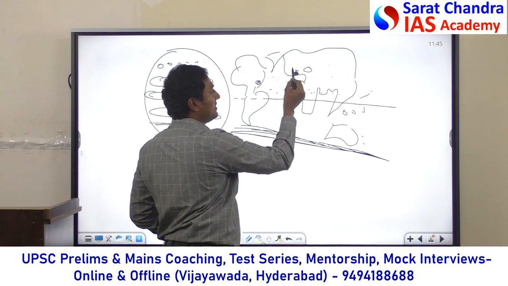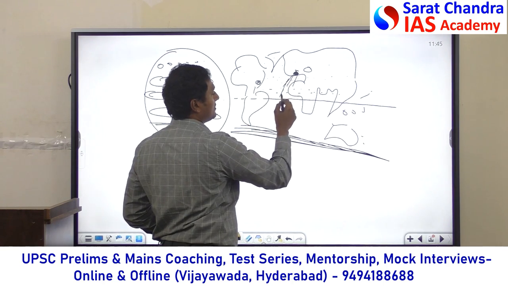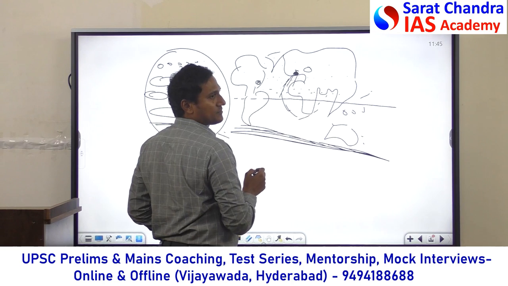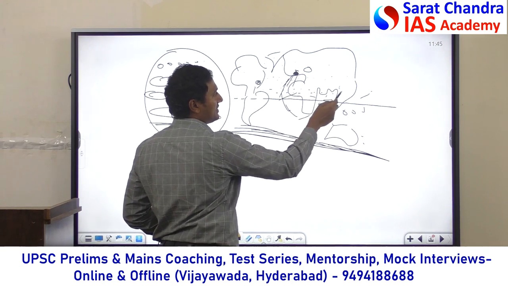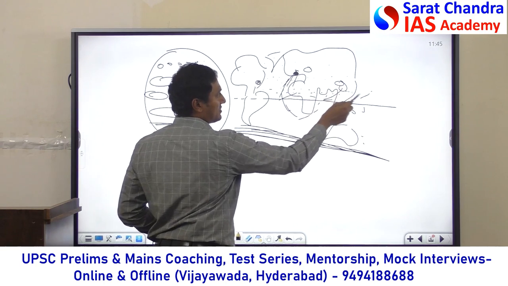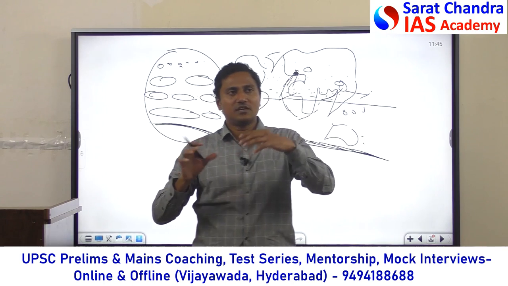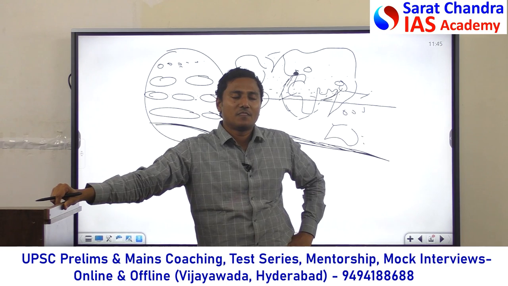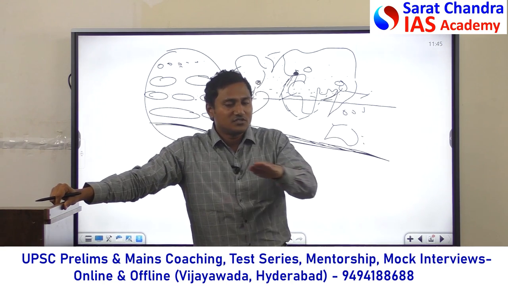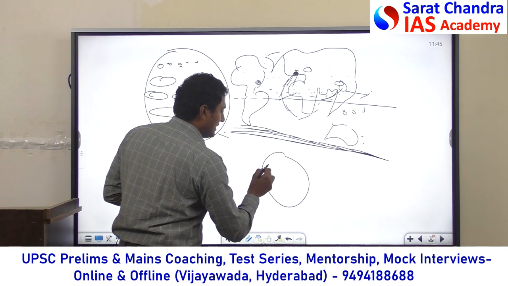From Italy, people used to move, they used to come to India like this. Even from Africa, there was trade. From China, this is China, there was trade. So in this region of the high pressure belt, there was trade between China, Italy and even India.